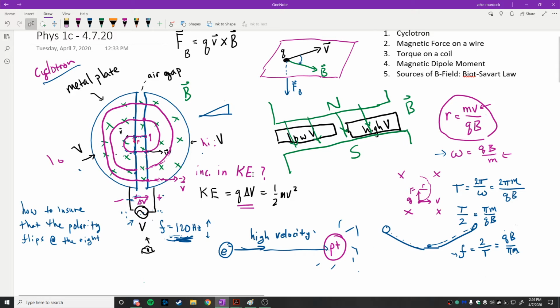So I don't know, I find this device to be fascinating. It's one of the devices that let us really start to understand the way that fundamental particle interactions occur. And so that's a cyclotron. Do you guys have any questions?